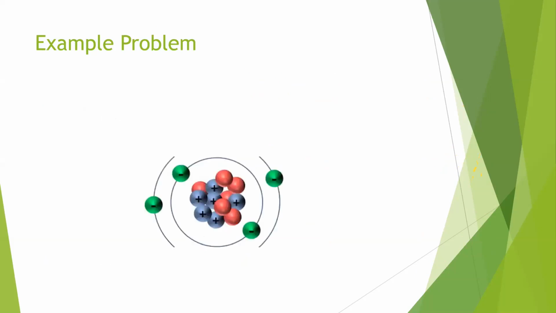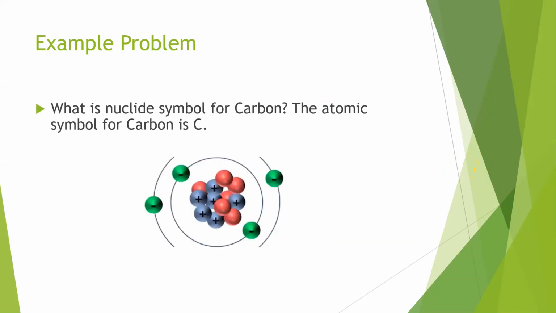Okay. Now try this one. What's the nuclide symbol for this carbon atom? The atomic symbol for carbon is C. Please submit your answer in any form you can in the chat. And be careful on this one. It's kind of hard counting the neutrons sometimes.